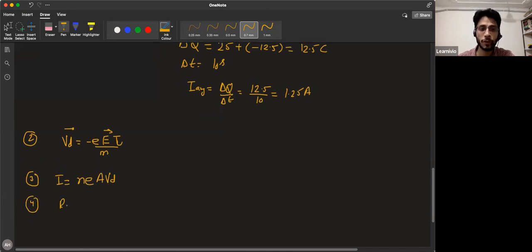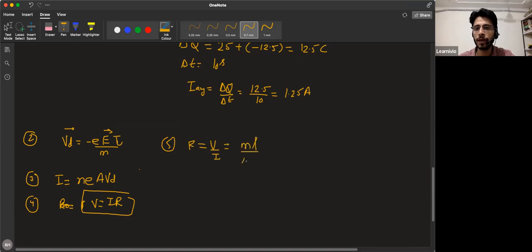Then we did resistance. We did one expression of resistance. Then we did Ohm's law, where V is equal to I R. Then we did several expressions for resistance. Then we did this expression, R is equal to m L by A n e square tau.